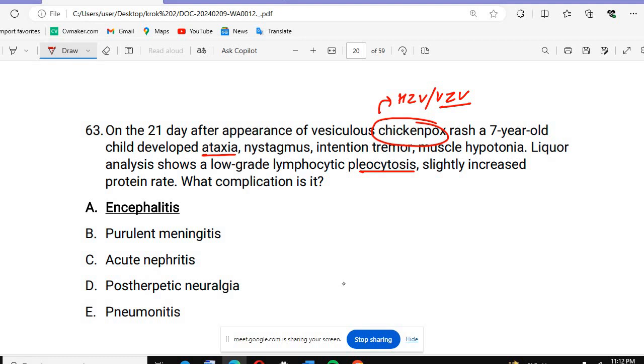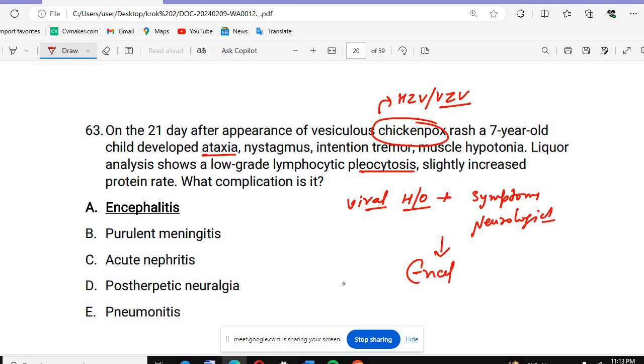So if you are getting any viral history, along with that you are getting some tremor, some neurological symptoms, then you may be having encephalitis. And here in the question, they directly gave chickenpox, that is the herpes zoster virus or the varicella zoster virus, that is encephalitis. If you're not getting this answer, please revise the encephalitis and meningitis topic today, so that it will be very, very clear for you.